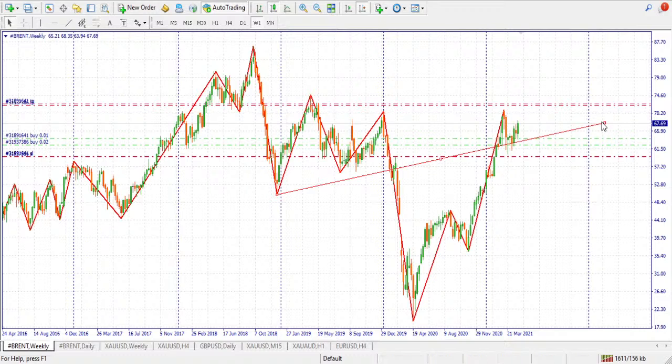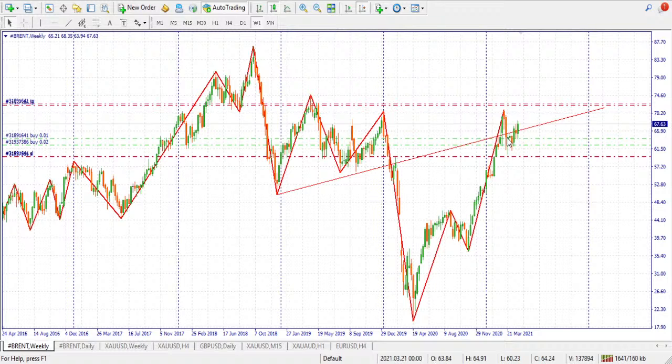Sorry, that's not the correct way. So we had this as support, there's a break below, there is this pullback as a resistance, there's a continuation to the lower side, then there is this break above. So while Brent oil was at this point, we actually took a buy position, and when the price went down, we took a second buy position with a bigger volume.